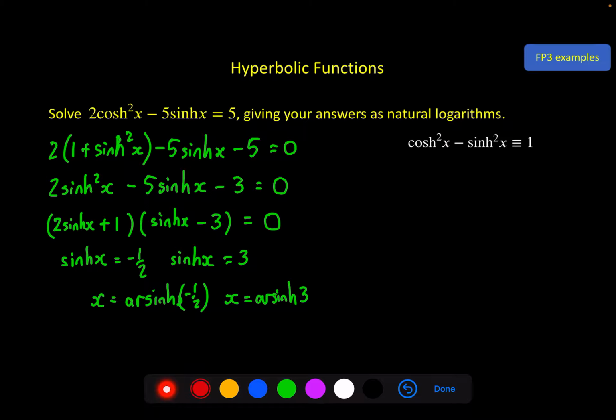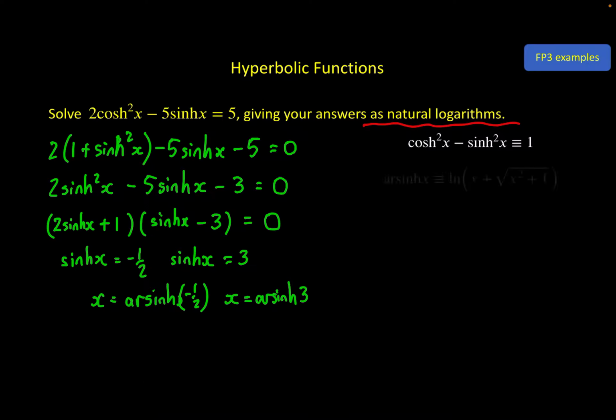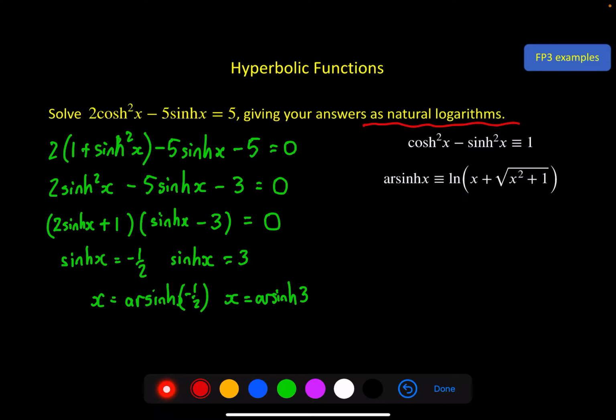if the question wants you to write it as a natural logarithm, your calculator probably won't give you that form, and it's more likely to give you a decimal. If that's the case, if it does give you a decimal but you need a natural logarithm, go back to the definition given in the formula booklet for arsinh x in terms of the natural log. And then we can just put minus a half in here, see what we get, and put 3 in here and see what we get.